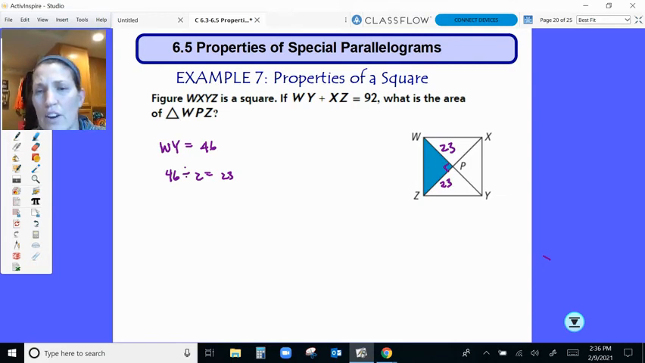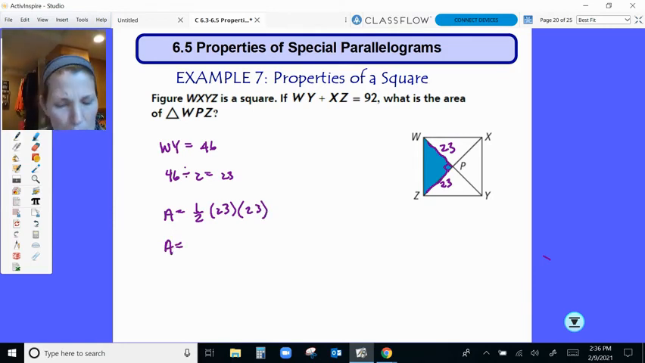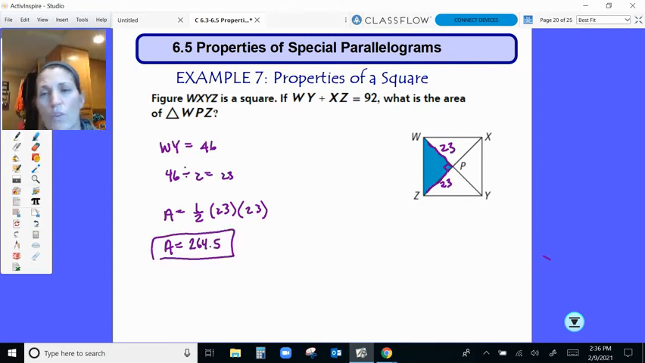Well, now I can find my area, right? My area is going to be, if you remember, 1/2 base times height. So this is my base, that's my height. My base and height are always perpendicular. So 1/2 times 23 times 23 gives me 264.5. And there you go. That's the area of that one little blue region right there.